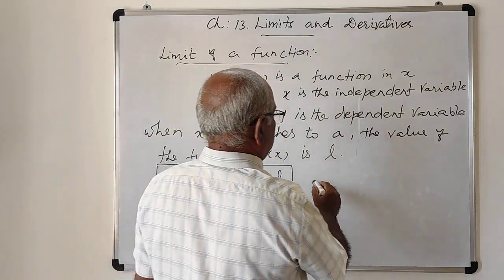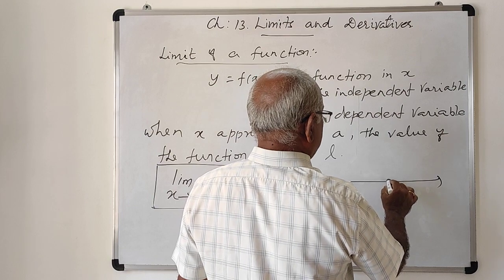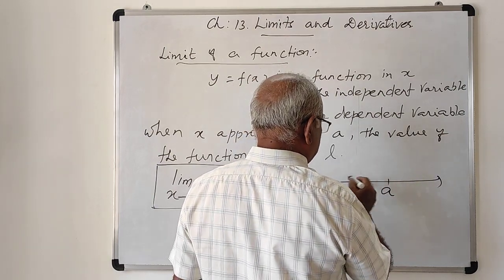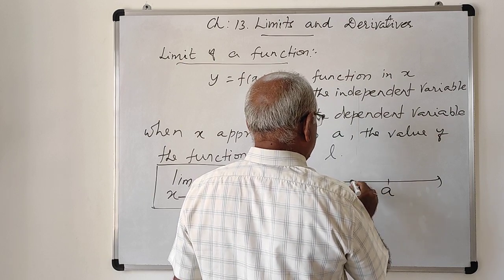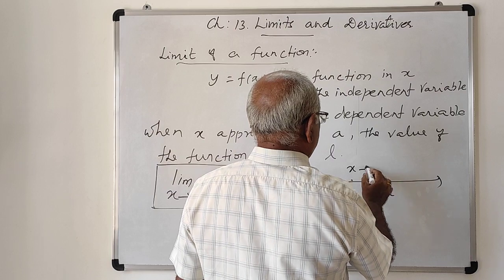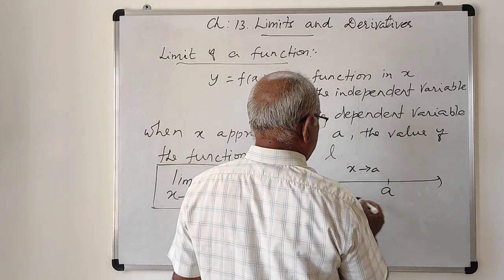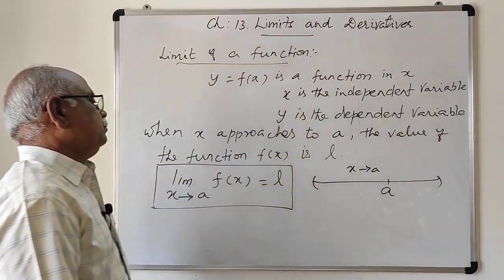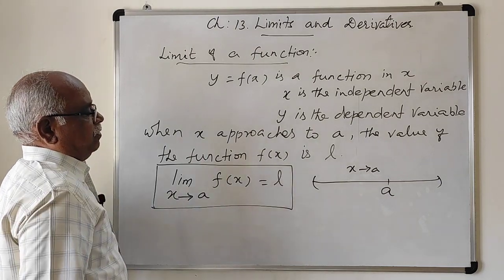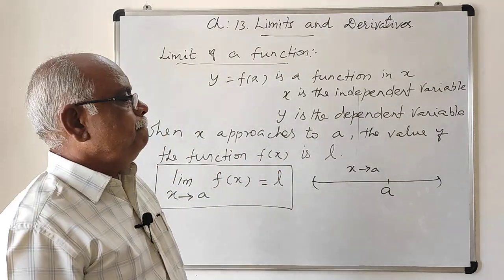Suppose this is an open interval. In this interval there is a constant a. If x approaches a, the function is defined on this interval as x approaches a. The function f of x in the interval is L. This is the limit of the function f of x when x approaches a. The value of the function is L. This is the general definition of the limit of a function.